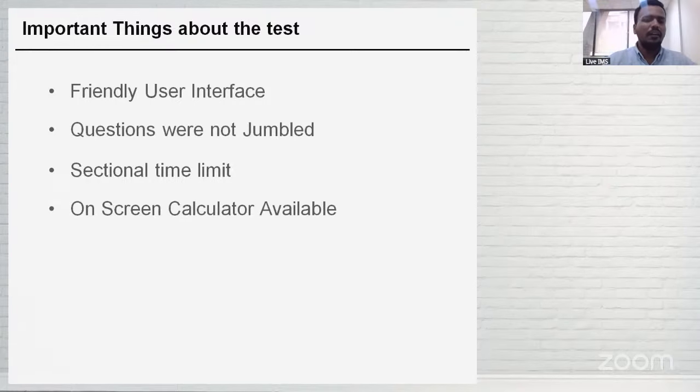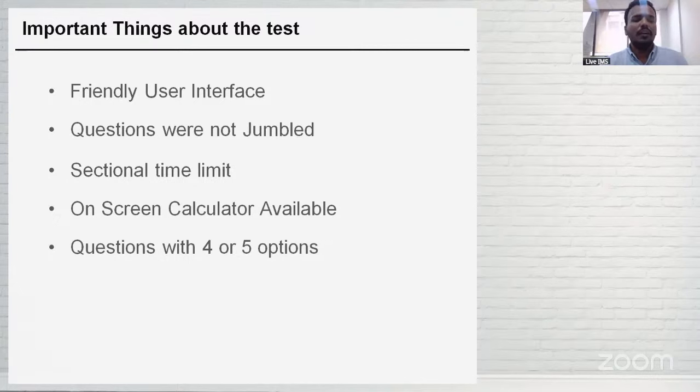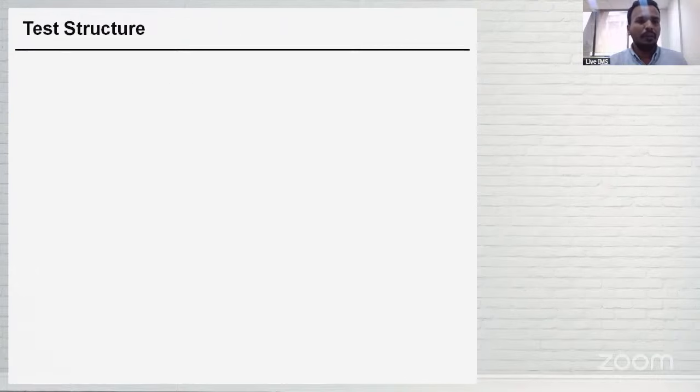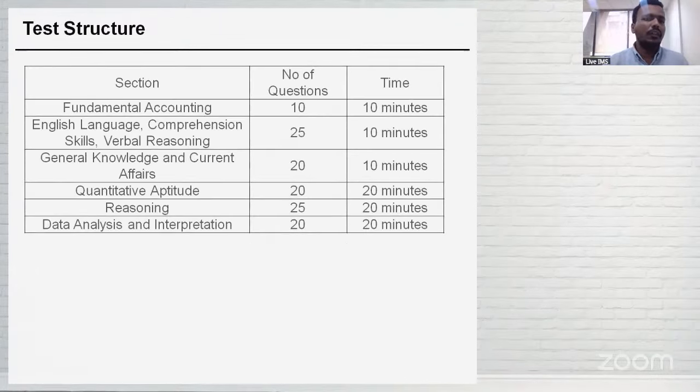An on-screen calculator was available, which was very helpful for the students who were solving the questions of DI and interpretation, because the questions were quite tedious, or calculation-based. Generally, each question should have 4 options, but there were a few questions which were having 5 options as well. Let us talk about the test structure.